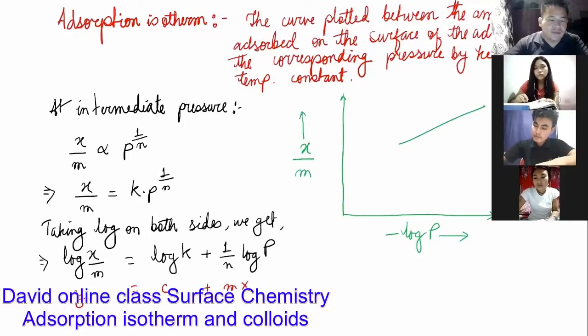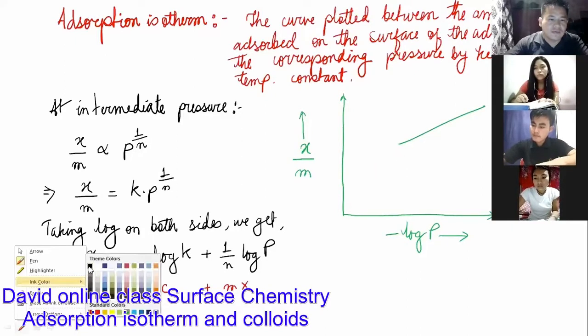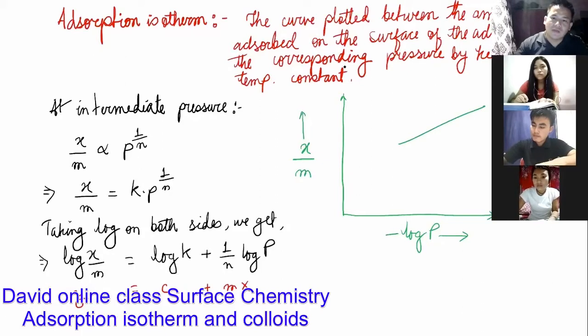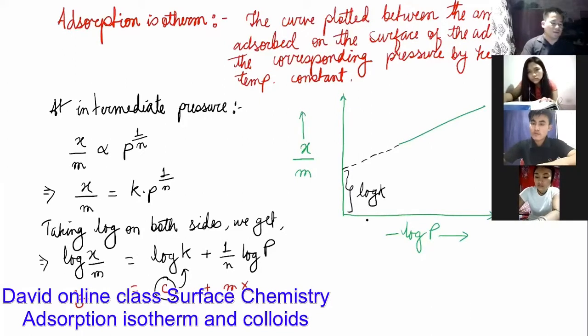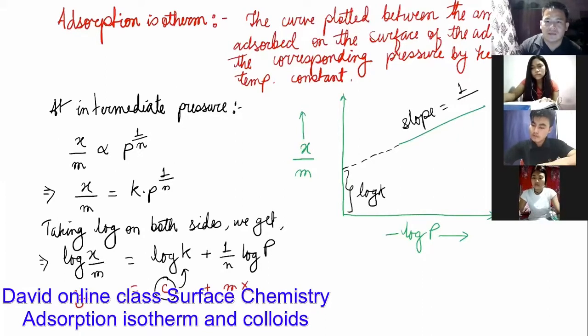by extrapolating we can see the point of intercept. So this distance will be called intercept C. This C is your log k. Log k is the intercept. Clear? And 1 by n is the slope. So if you want to find the slope of this graph, slope will be equal to 1 by n.